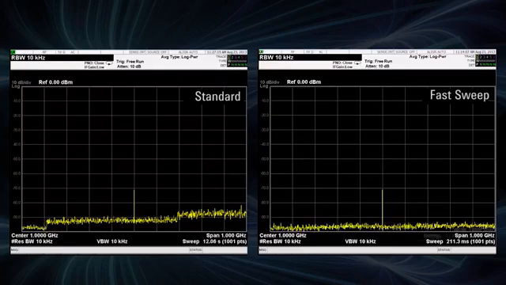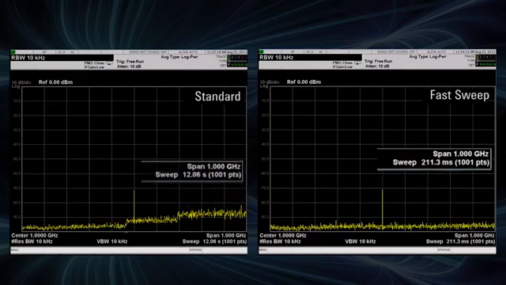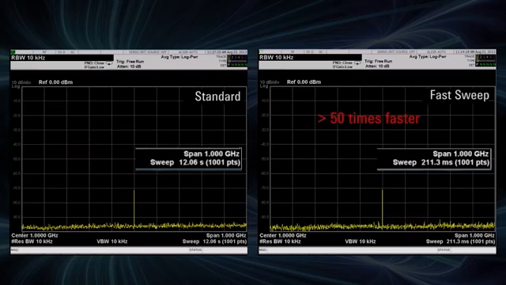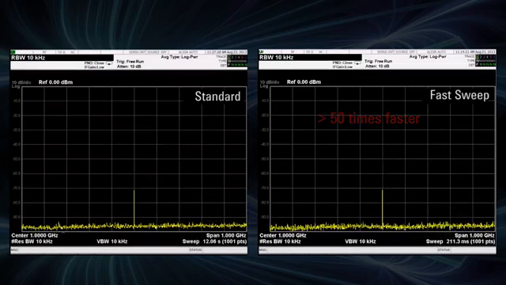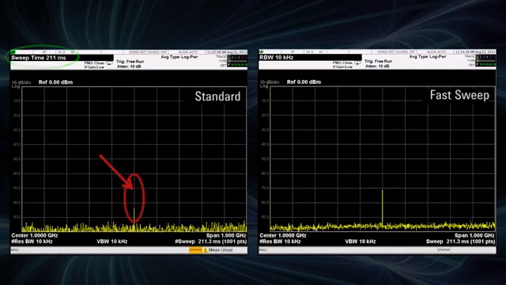Our fast sweep analyzer is taking a quick 211.3 milliseconds, while our non-upgraded one is sweeping at a slow 12.06 seconds. That is the same measurement being taken at more than 50 times faster. What if we were to manually oversweep the standard MXA to match the faster sweep time? We get a significant amplitude error.